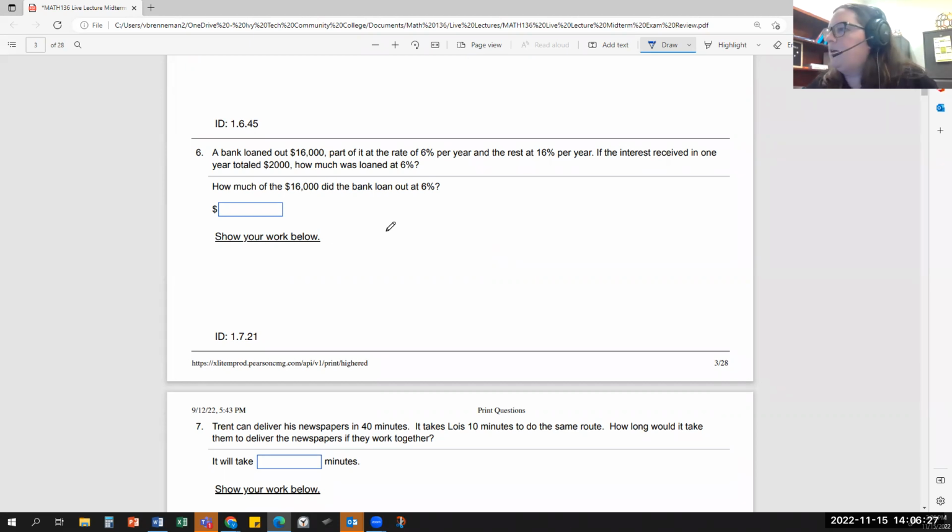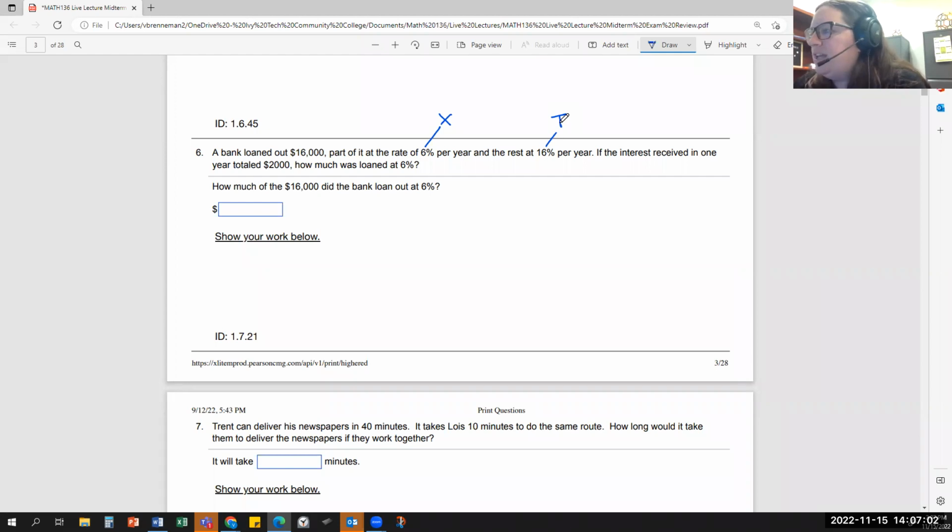So number 6, though, a bank loaned out $16,000 at 6% per year, the rest at 16%. The interest received was $2,000 for 1 year. How much was loaned at 6%? The way I approach this, I'm not going to directly try and calculate the 6%. I'm going to set this up as 2 unknown values. So I have the amount at 6%, I'm going to call X, and then the amount at 16%, I'm going to call T. I'm trying to come up with variables that kind of match what's going on. That's a little hard with the numbers.